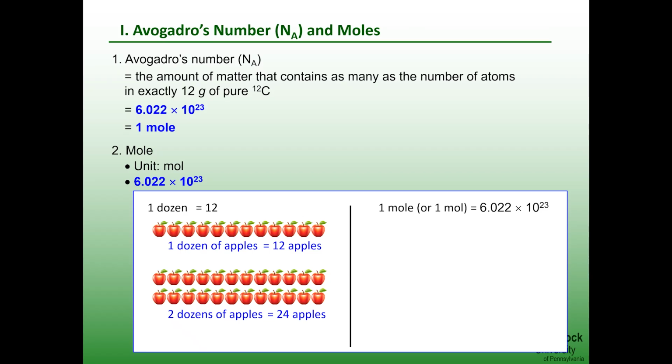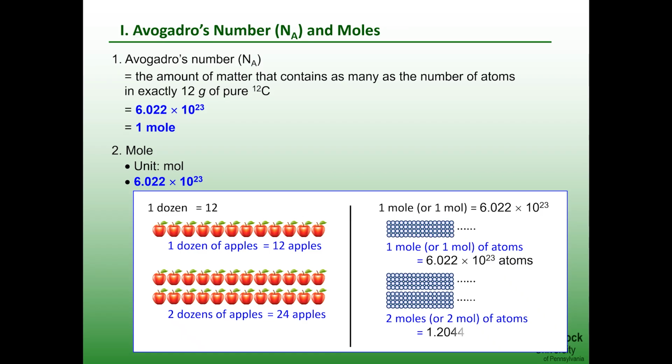In the same way, 1 mole of atoms means 6.022 times 10 to the 23rd atoms. And 2 moles of atoms means twice as many as 6.022 times 10 to the 23rd atoms, or 1.2044 times 10 to the 24th atoms. Take note how similar the logic is between dozens and moles. The only difference is the size of the number. A dozen counts 12 things, but a mole counts 6.022 times 10 to the 23rd things.